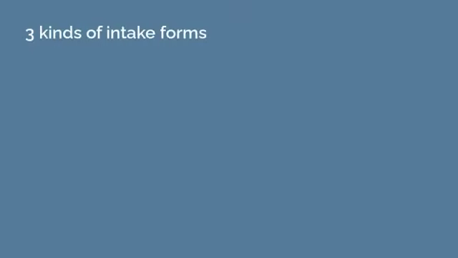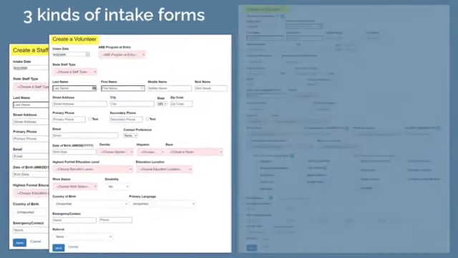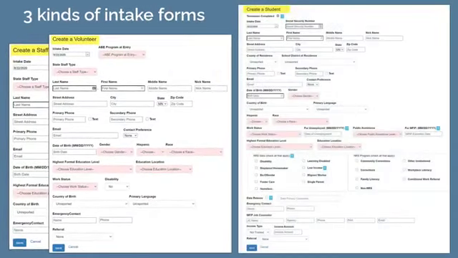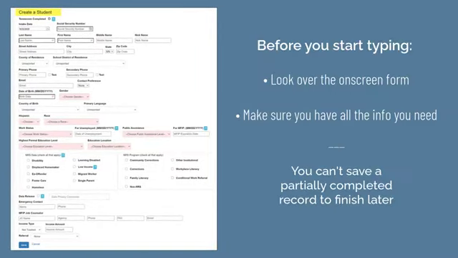There are three kinds of intake forms: staff, volunteers, and students. The student form is longer because it collects more details needed for state and federal reporting. Before you start typing, look over the on-screen form. Make sure you have all the info you need for the person you're entering. There is no way to save a partially completed record to finish later.